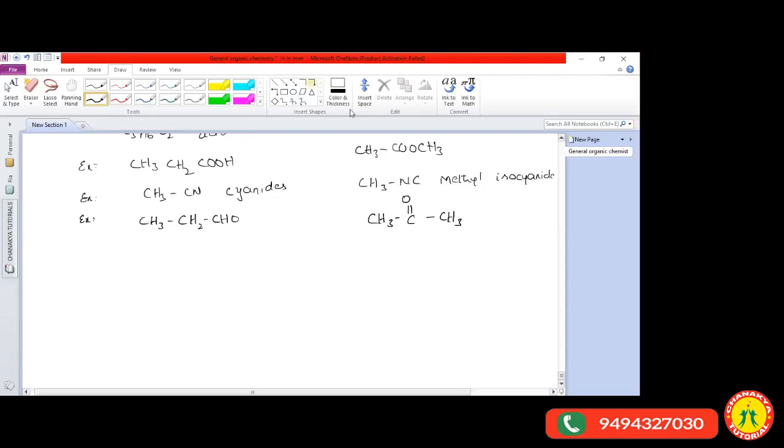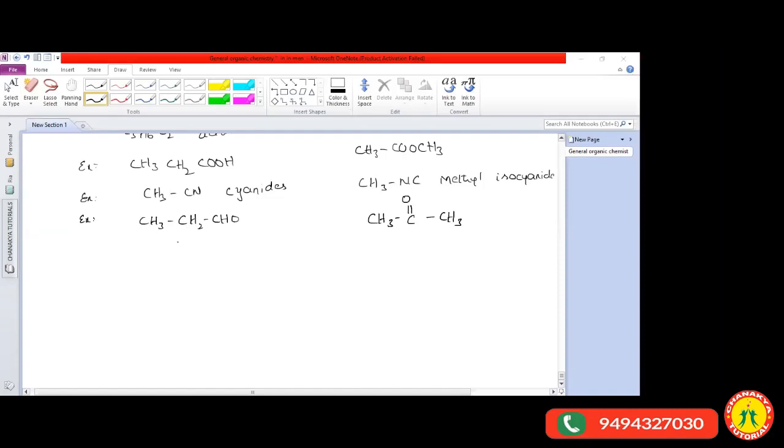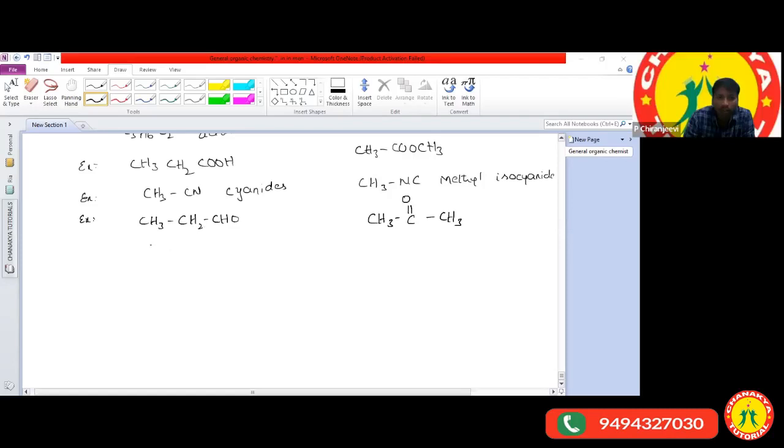What is the IUPAC name of the given compound? Propanal. Very good, Samhita, it is propanal. So the IUPAC name of the given compound is propanal.